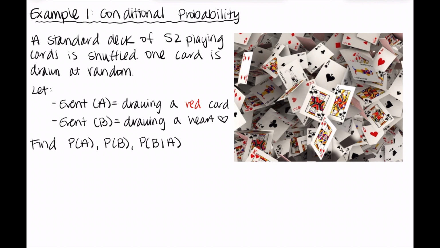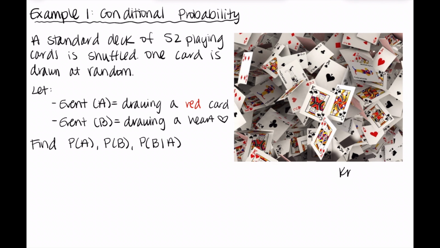For example 1, it's just conditional probability, and our scenario says a standard deck of 52 playing cards is shuffled. One card is drawn at random. Let event A equal drawing a red card and event B equal drawing a heart. Find the probability of A, probability of B, and the probability of B given A.